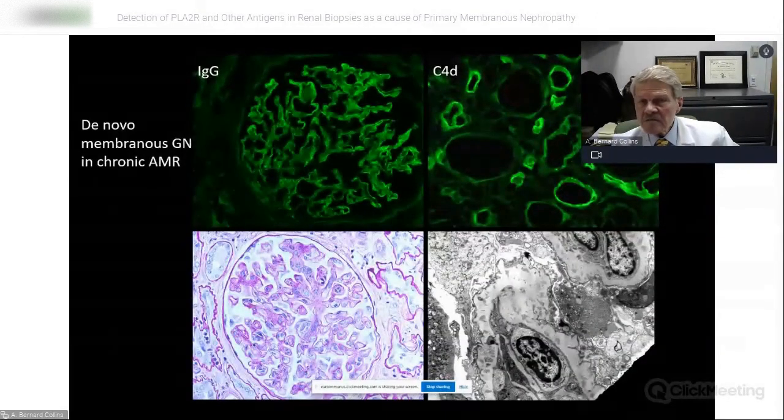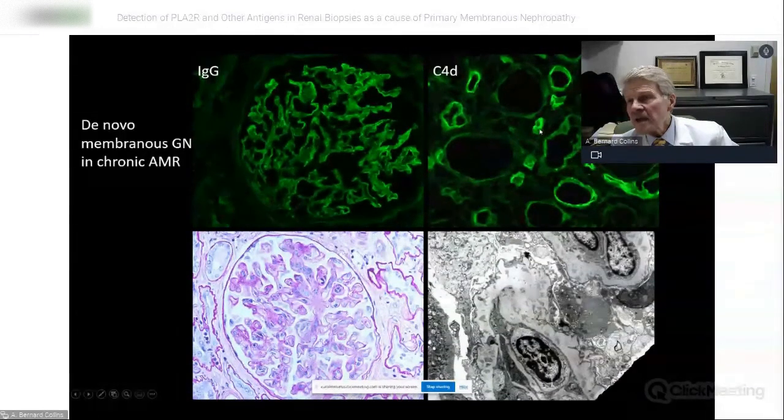This is a patient with de novo membranous, and as you can see, there's very bright granular staining in the GBM. But in addition to that, there's diffuse staining of the peritubular capillaries. These capillaries are dilated, denoting humoral rejection. This is a tubule here, which is the larger structure. This is pathognomonic, diagnostic for antibody-mediated rejection.